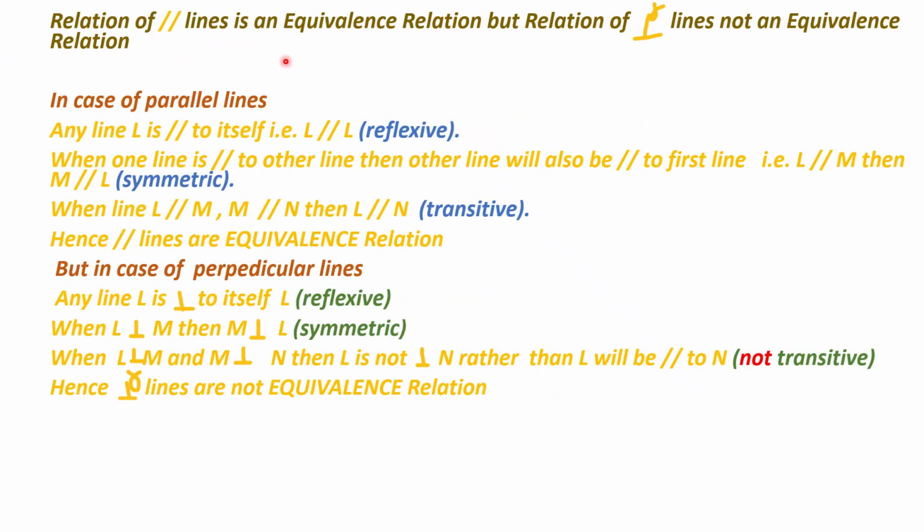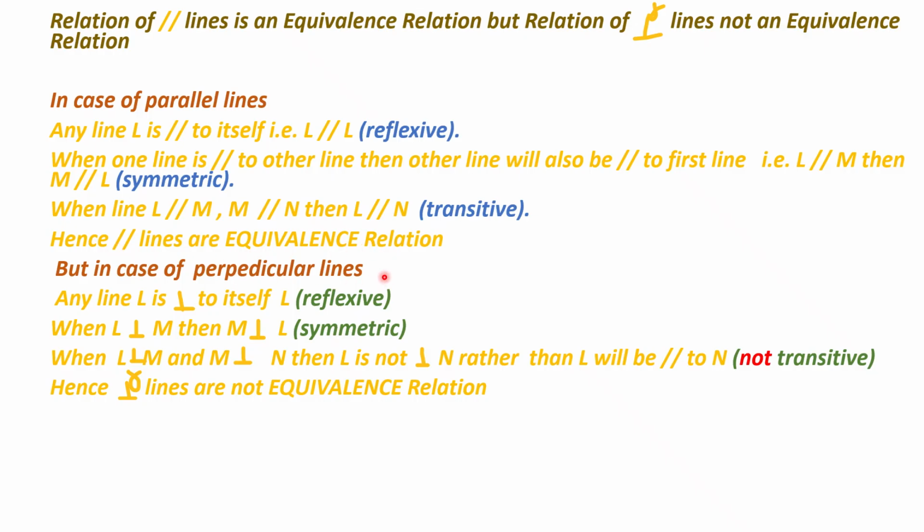Let us see. The relation of parallel lines is an equivalence relation, but the relation of perpendicular lines is not an equivalence relation. Why? Let us discuss. In case of parallel lines, any line L is parallel to itself, so that is the reflexive property. If L is parallel to M, then M will also be parallel to L. This is the symmetric property. When line L is parallel to M and M is parallel to N, then L will be parallel to N. That is transitive. So the parallel line concept is an equivalence relation.